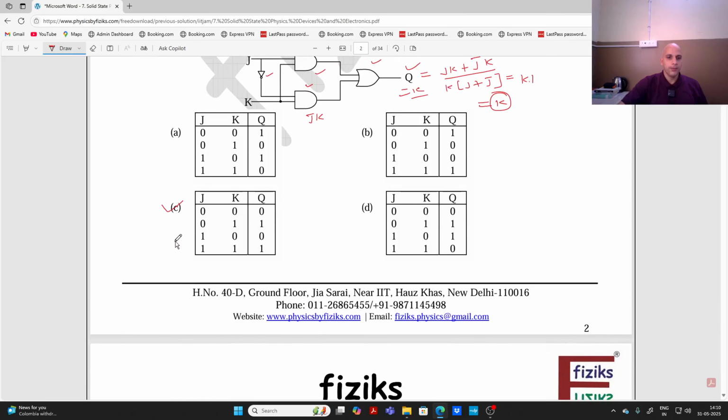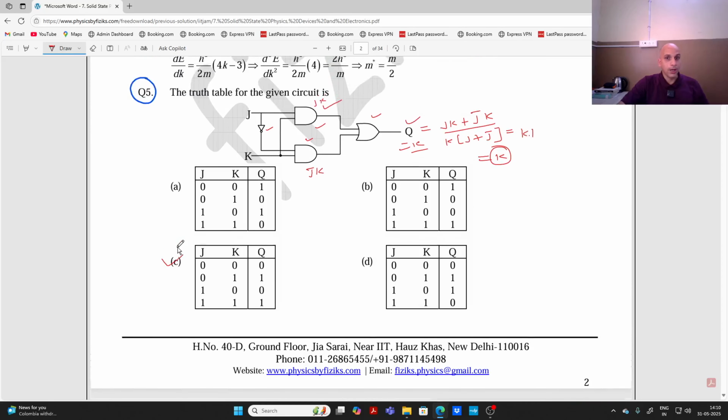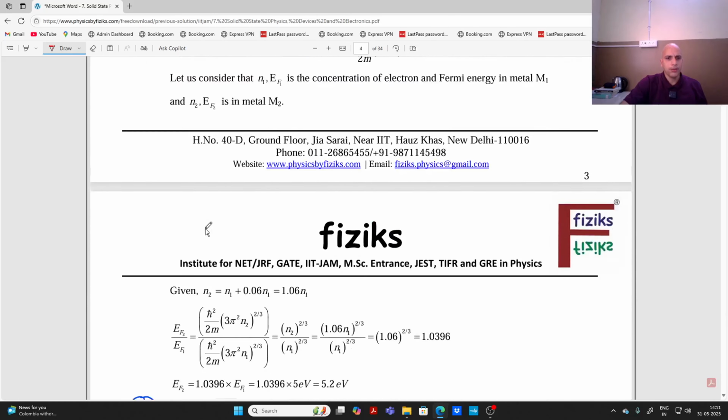You can check it here. Yes, C is the correct answer, right? So how do you have to solve this? You can solve it quickly by using the Boolean laws. Otherwise, you have to write down the truth table and then check all the possibilities. In that way you can do it, but that will take a lot of time. This is the simplest and fastest way to simplify it, right? So C is the correct answer. Now I am going to the next question.